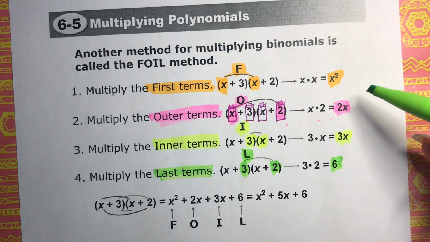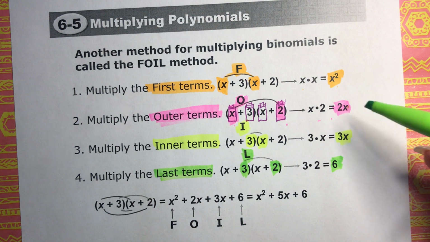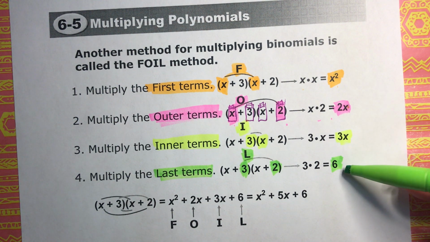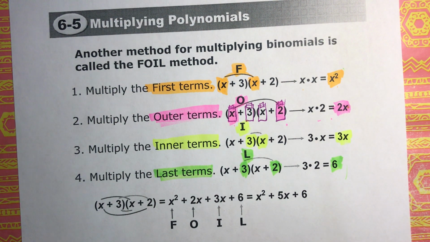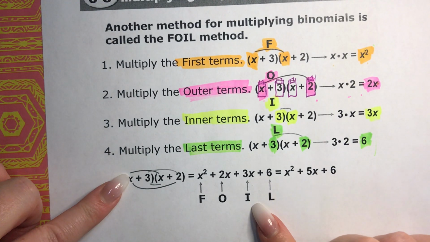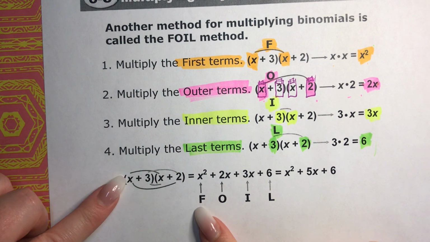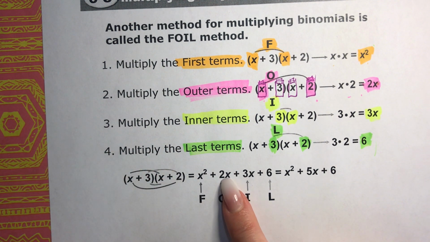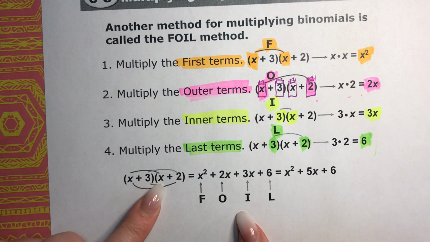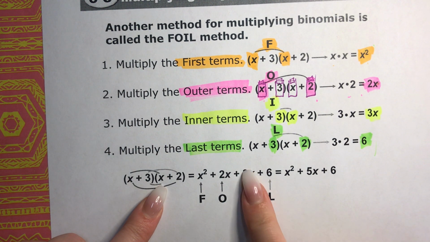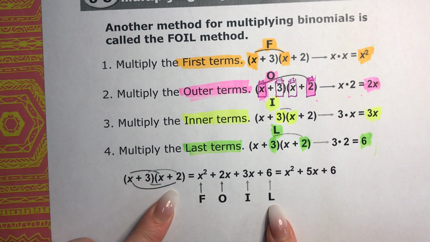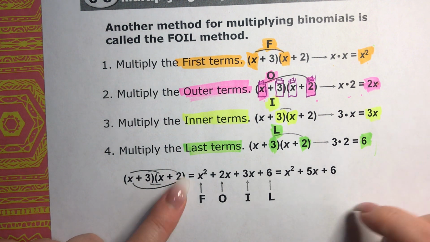So we have our first, our outside or outer term, our inside or inner term, and our last. And then the last thing you do is you just add them all together, right? So we went x times x, and we got x squared, that's our first. Then we went x times 2, which is 2x, that's our outer. And then we went to the 3, and we did our inner, 3 times x, which is 3x. And then our last one, 3 times 2, which is 6.